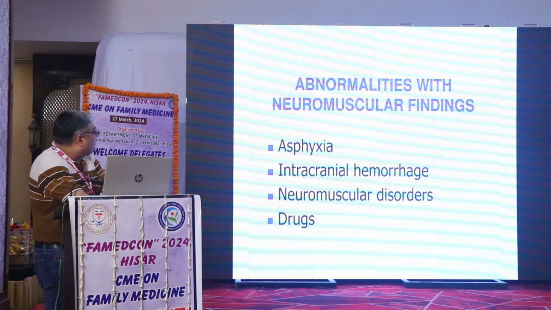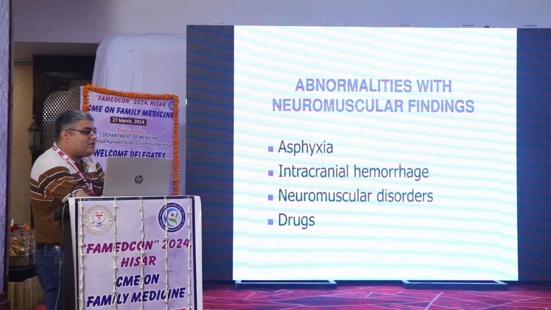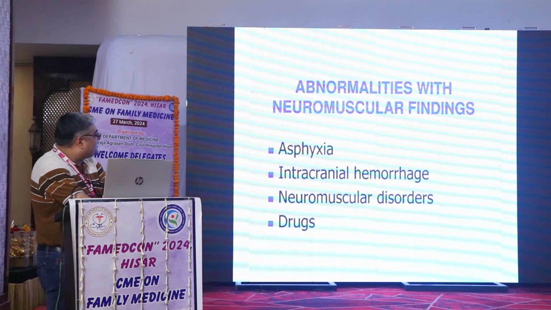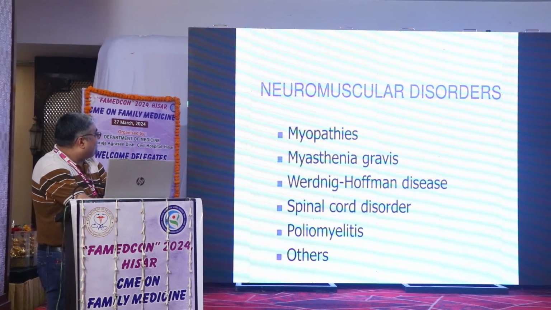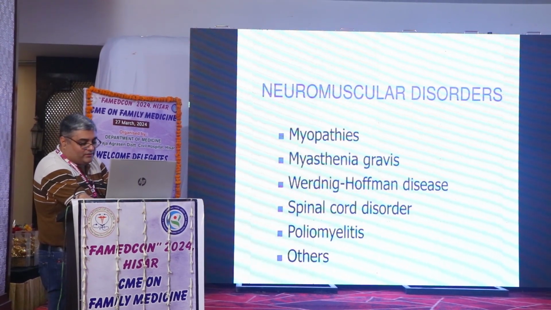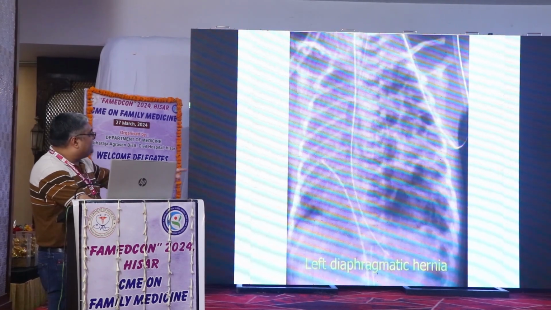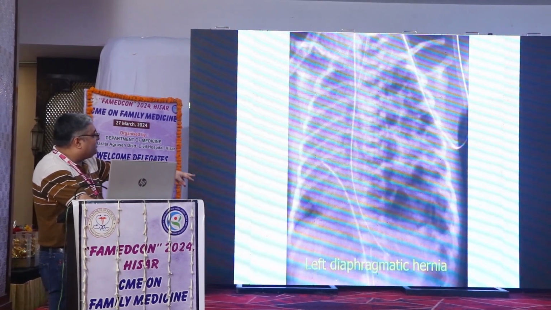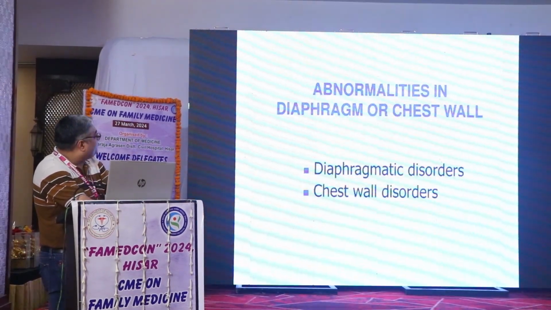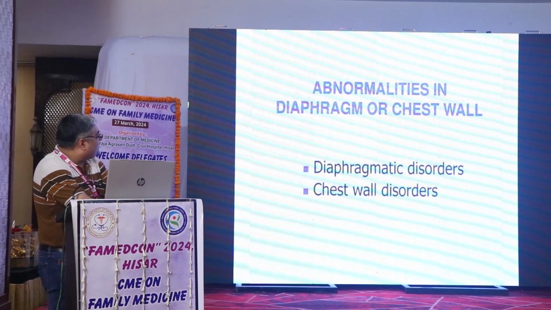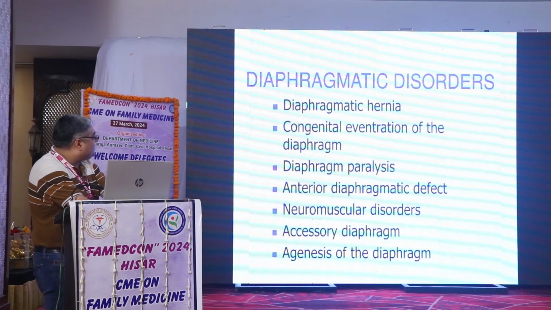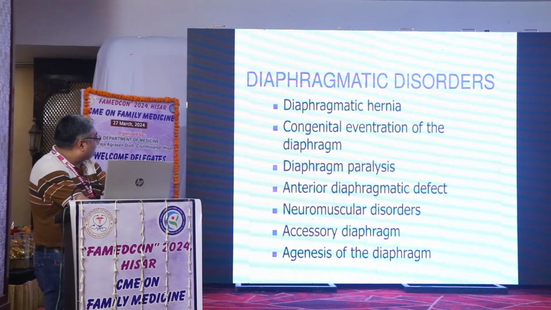Then neuromuscular abnormalities: the cases presenting with birth asphyxia, intracranial hemorrhage, congenital neuromuscular disorders, any mother on any drug. Myopathy, myasthenia gravis, SMA, spinal cord disorders, poliomyelitis. This is an abnormality of diaphragmatic hernia. The abdominal contents are in the chest, thoracic cavity. So, diaphragmatic disorders and chest disorders: diaphragmatic hernia, congenital eventration of diaphragm, diaphragmatic paralysis, diaphragmatic defect, neuromuscular disorders.